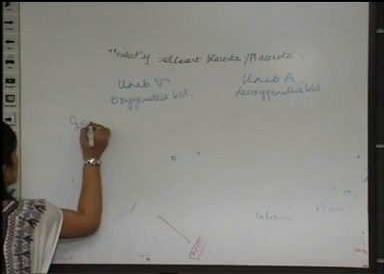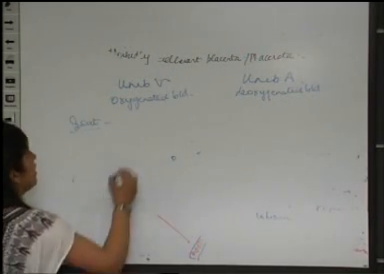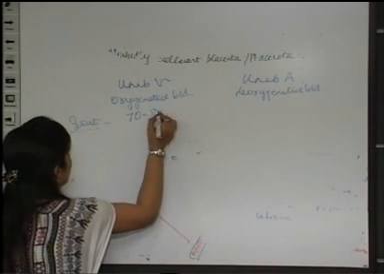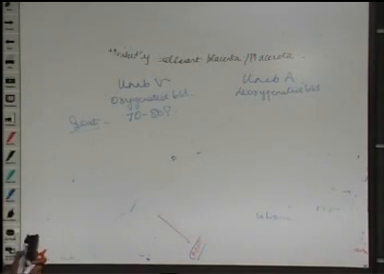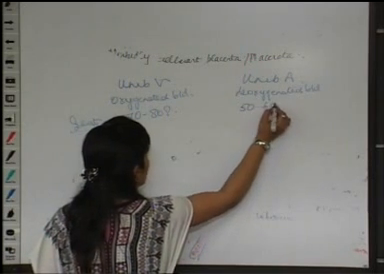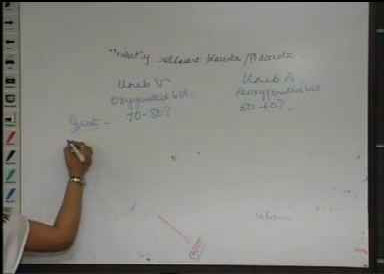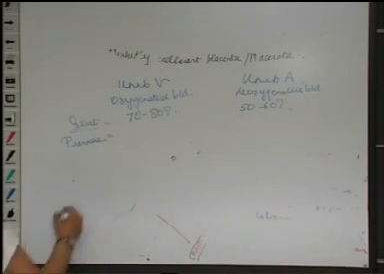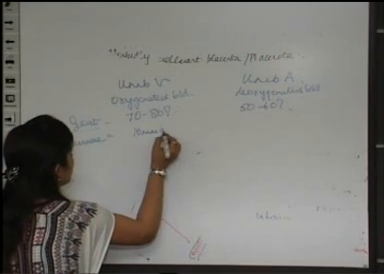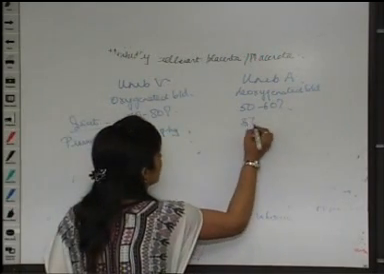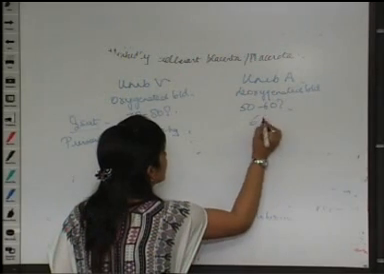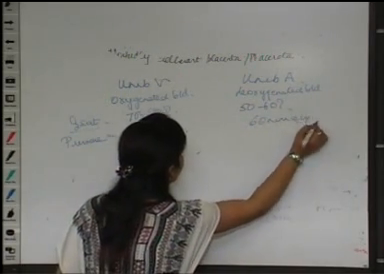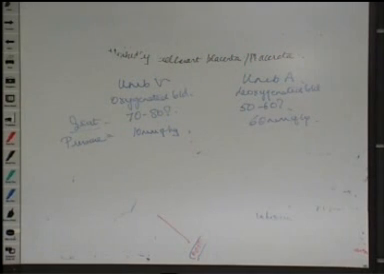Oxygen saturation in case of umbilical vein is 70 to 80%, whereas in umbilical artery it is 50 to 60%. Then pressure in umbilical vein is 10 millimeters of mercury, whereas in umbilical artery it is 60 millimeters of mercury. This is what we have to remember about umbilical artery, umbilical vein, umbilical cord, vasa previa.